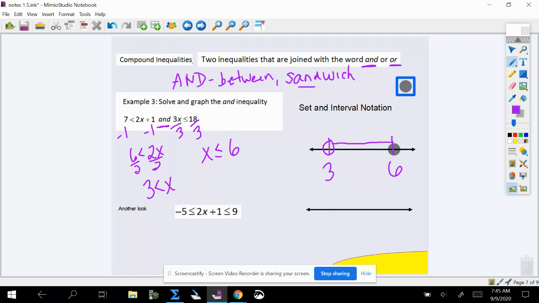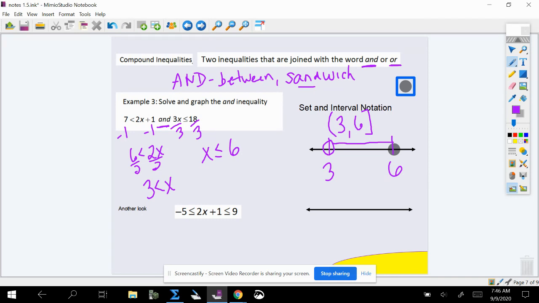6. The way I write my interval notation, and intervals are actually one of the easiest to write, is it's going to start at 3, it's going to end at 6. 3 is not included, but 6 is. So that is my interval notation.